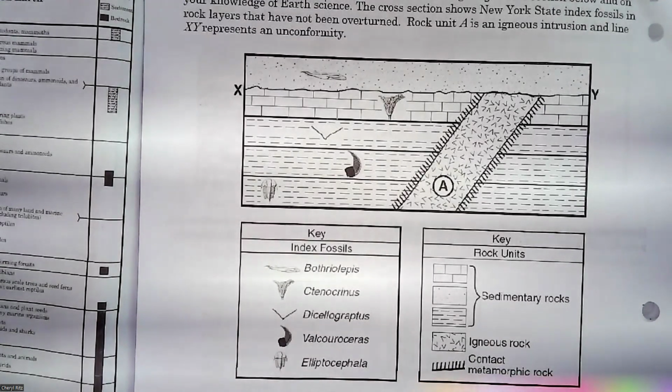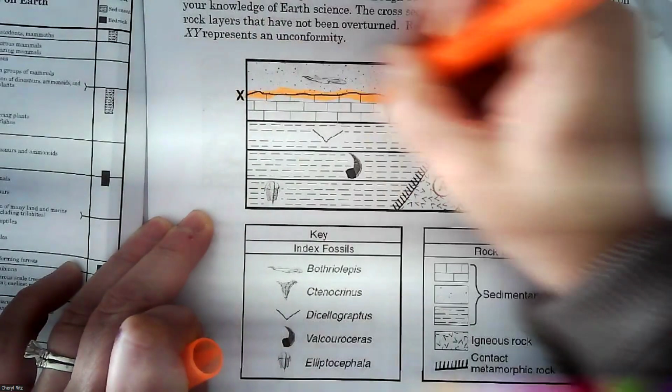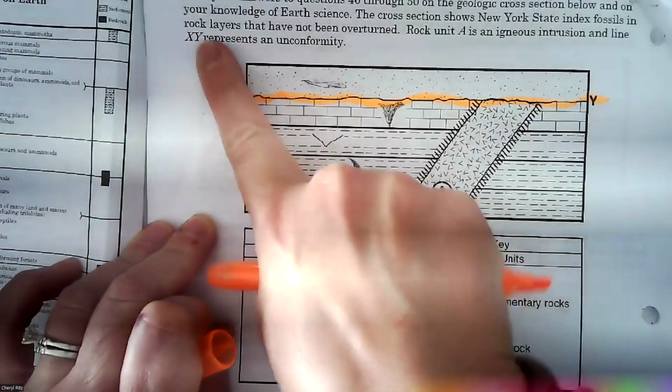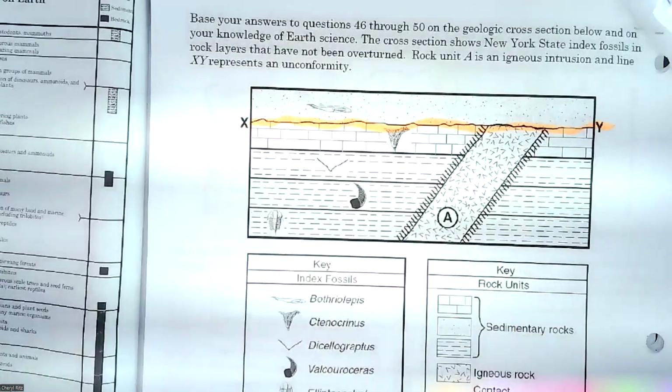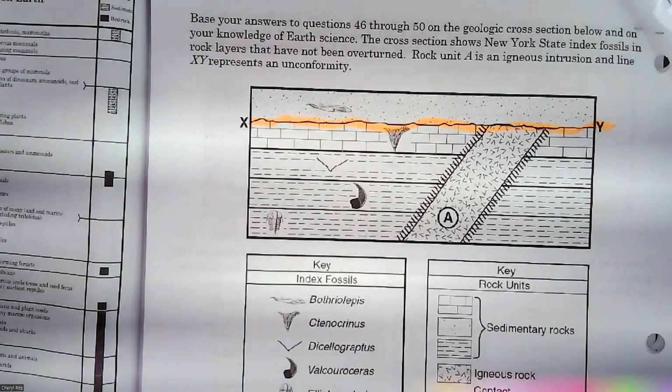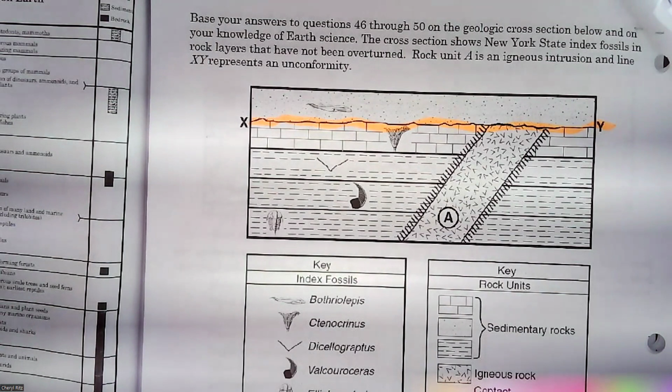Nope, that's an intrusion. Good try though. Unconformity, guys. That's the erosion one. So remember that is shown with the squiggly darker line, which you can see right here. And I believe it told you in the reading. Yep, XY represents an unconformity. So we want to know during which geological period could this have formed?